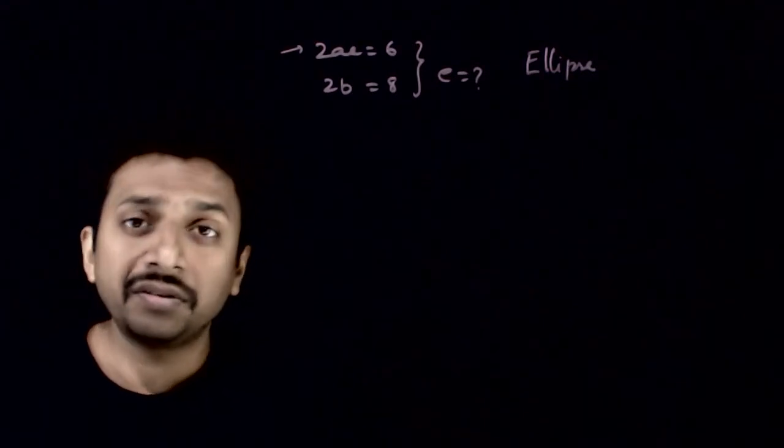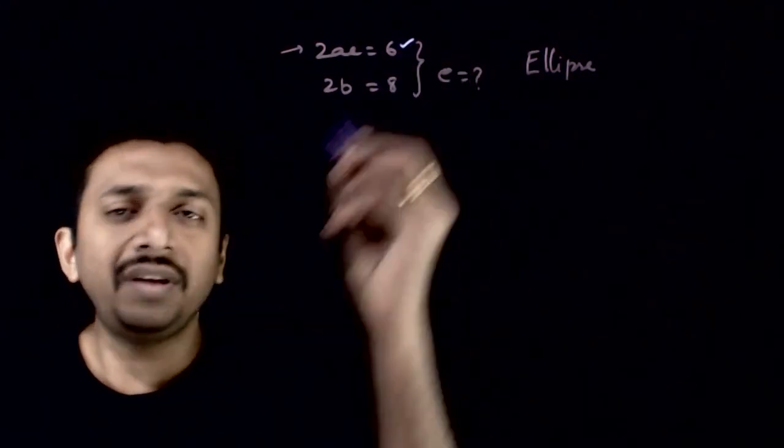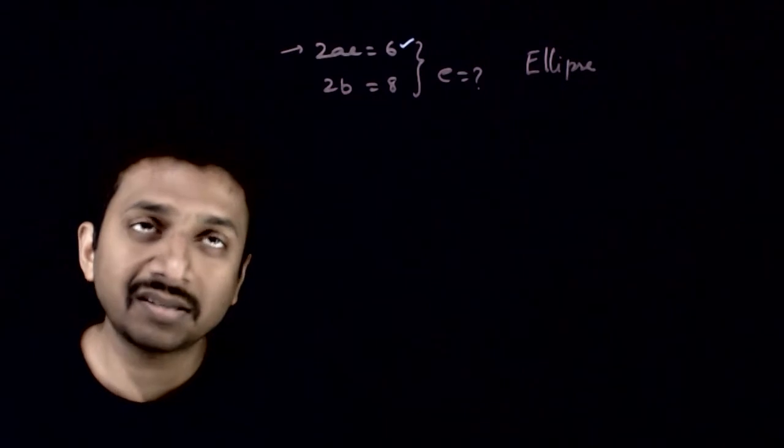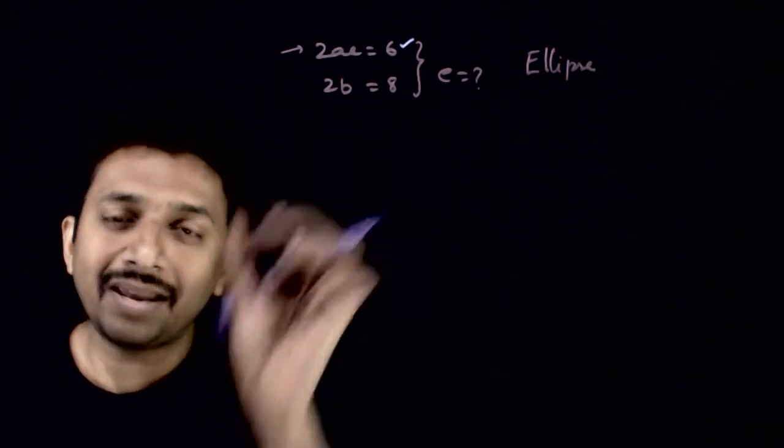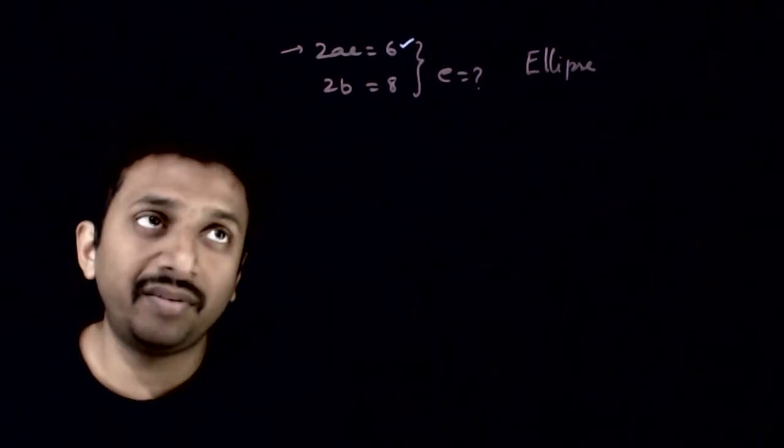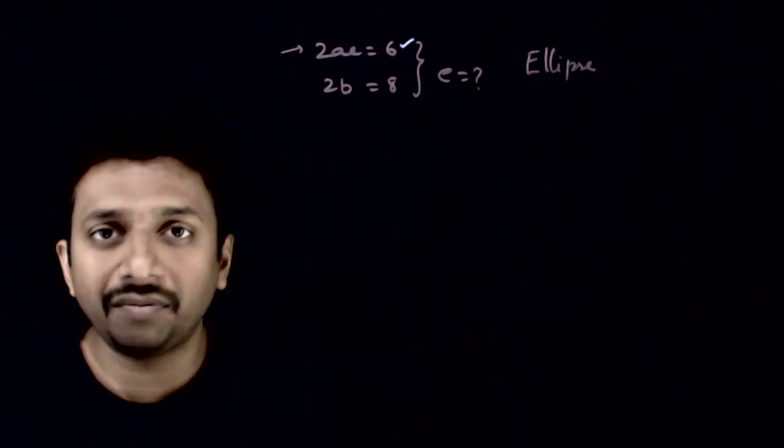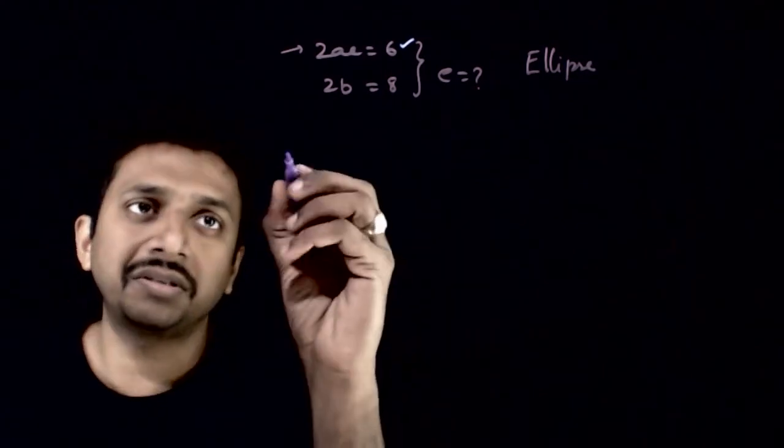So welcome students. In this question you're given that the distance between the foci of an ellipse is 6 and the minor axis of the ellipse is equal to 8. If that is so, what is the eccentricity of this ellipse? That's the question.